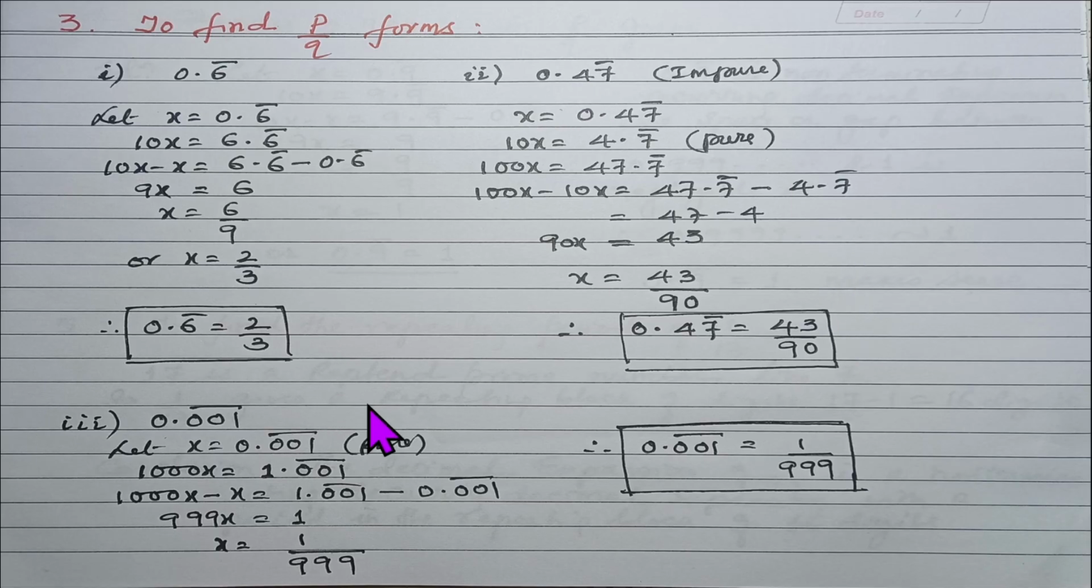Now to find 0.001 bar, it is again pure. Let x be equal to 0.001 bar, and since there are 3 digits, multiply by 1000, so 1000x is equal to 1.001 bar. Subtract x: 1000x minus x is equal to 1.001 bar minus 0.001 bar, the 0.001 bar gets cancelled, and we get 999x equal to 1, and x is equal to 1 by 999, and therefore 0.001 bar is equal to 1 by 999. So please understand and learn.